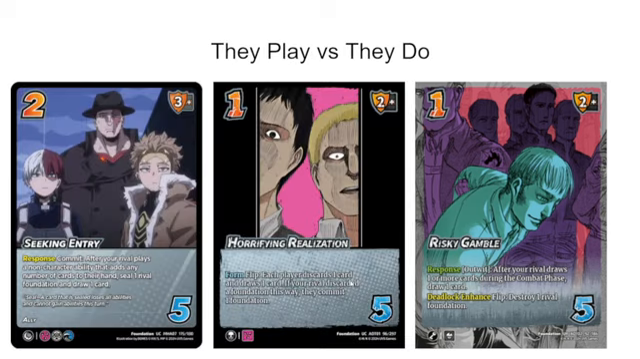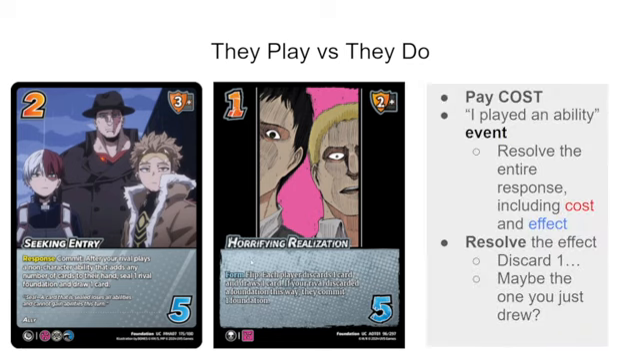Horrifying Realization says both players discard a card, then draw a card, and depending on what happened, your rival might commit a foundation. With Seeking Entry, when my rival plays their Horrifying Realization ability, they pay their cost, and I respond. Then we step up a level and say, okay, now it's time for my response, or time to resolve my ability. Technically, I get priority to respond. Both players get priority to respond every time someone plays an ability. Every time there is a game event, both players do get priority to respond.